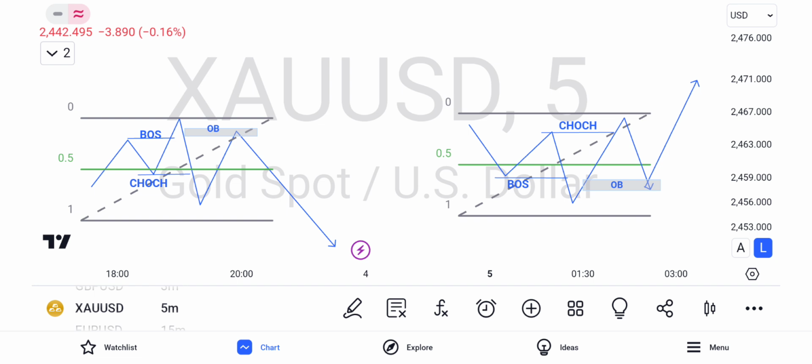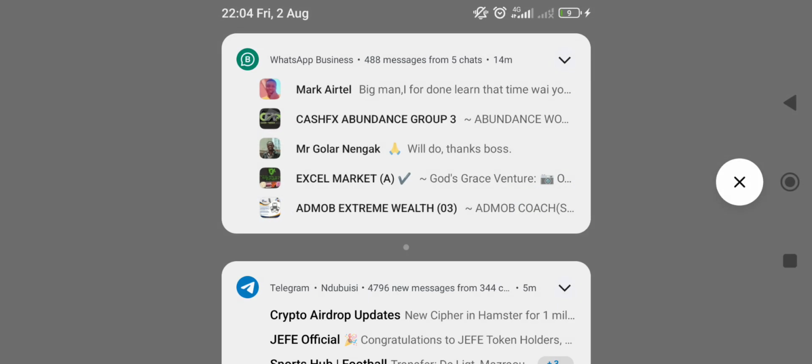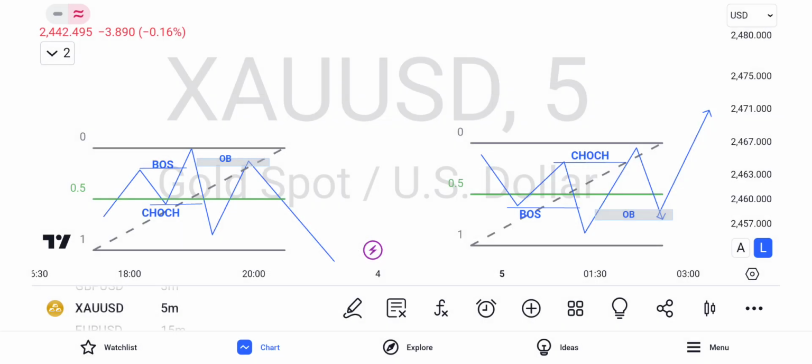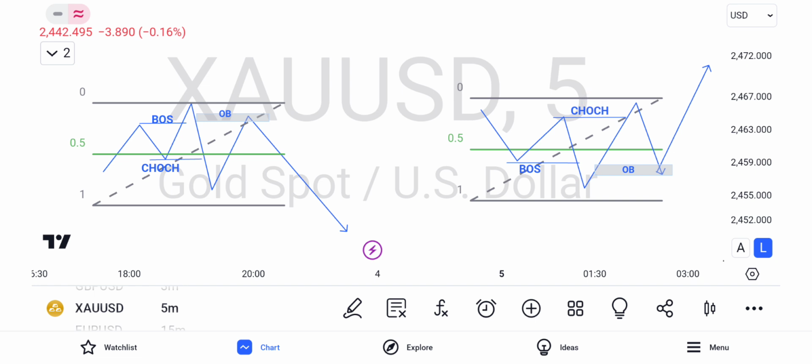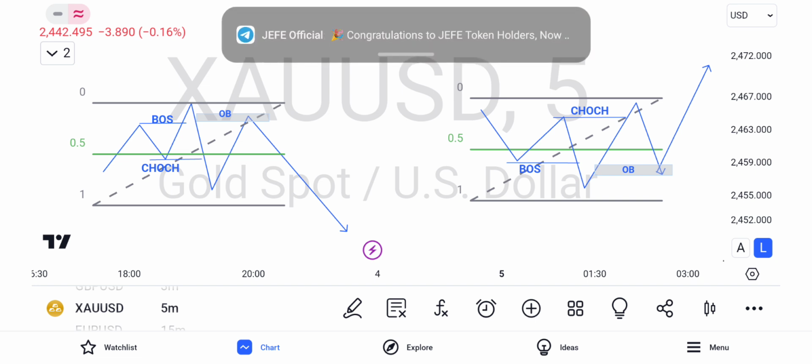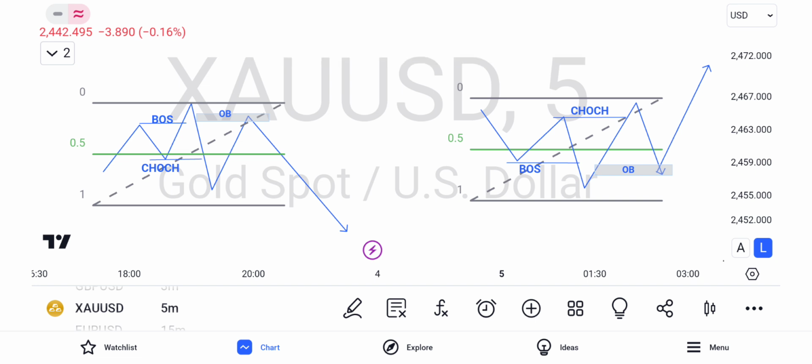All right, today we are going to be looking at something very spectacular that happened in the market today. Today is the second of August 2024, and today in the forex market we're having the NFP.